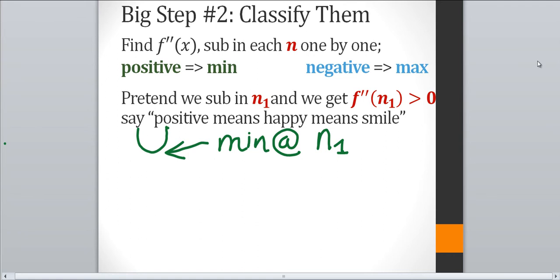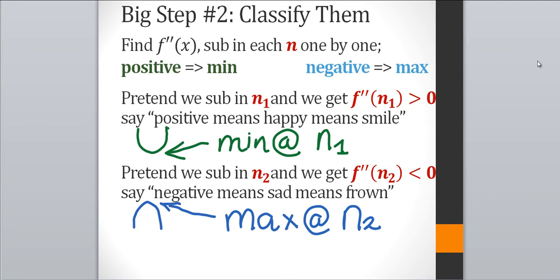and pretend we get it to be positive. Now, I don't care what I get, the exact number I get when I sub it into f dash dash. Just throw it into the calculator. All I want to know is it positive or negative. So pretend in this case I got it to be positive. Then I have this little saying, positive happy smile. And what it means is that if you drew the function f out, it would literally be smiling at n1. So you'll look at the picture and say to yourself, would that be a maximum or would it be a minimum? Well, the bottom of the smile, that must be the minimum. So there is a minimum at n1.